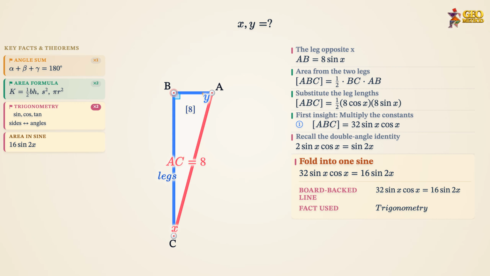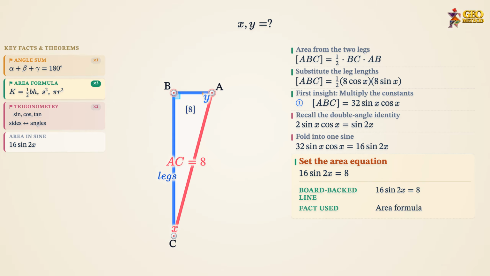Rewrite 32 sine x cosine x as 16 times 2 sine x cosine x, then fold the pair into 16 sine of 2x. Now set this equal to the given area. 16 sine of 2x equals 8, and every unknown is packed into that one double angle, 2x.